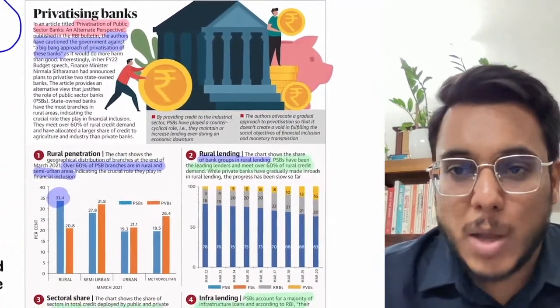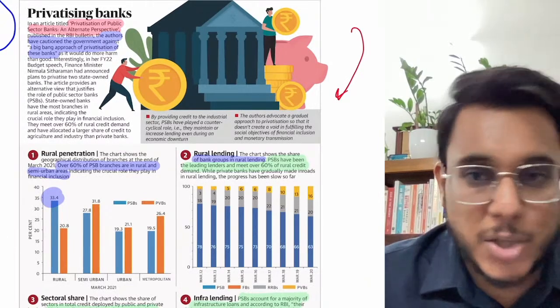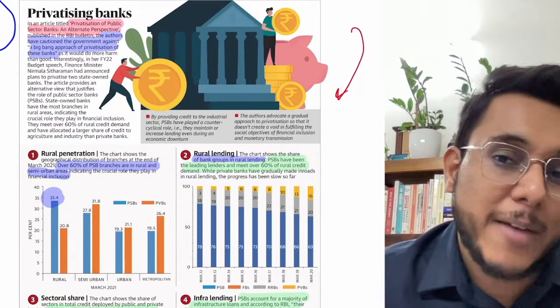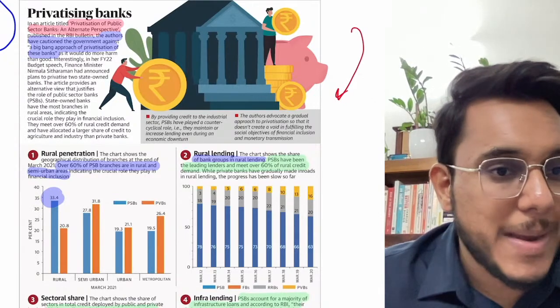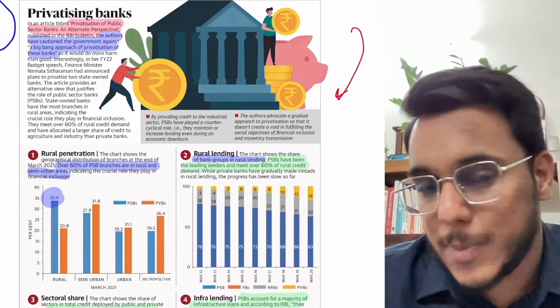Now guys, with respect to banking, there is one more piece of data taken from the editorial page. This data is about whether the government should privatize the banks or not. Understand, this article will also come in GS3 economy and banking. First of all, what's the context of this article?